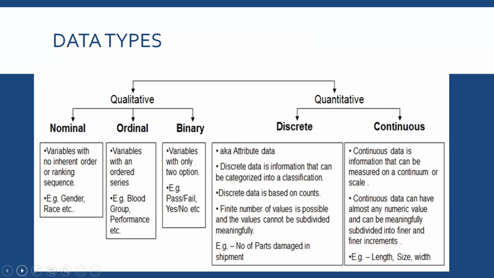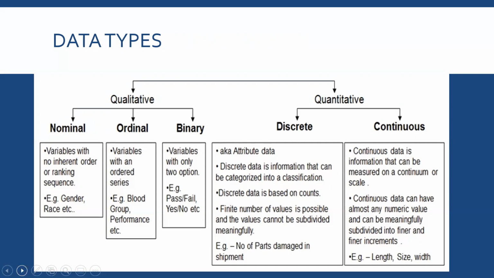Nominal: variables with no inherent order or ranking sequence. For example, gender, race, etc. So as long as there is no ranking in the data, this is what we call nominal. Ordinal: these are variables with an ordered series. As long as there is an ordered series, then that's ordinal, such as blood group or performance. In performance, you start with low quality, good quality, high quality. So there's a kind of ordering series in there.